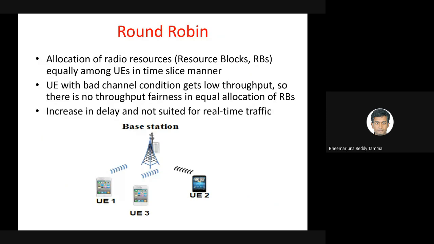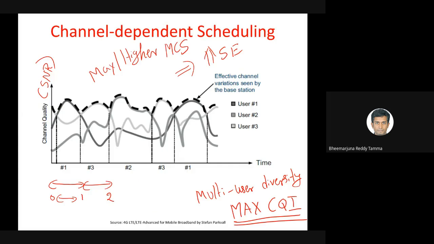Okay, the first one is the round robin, where, if I go back to the example of 100 resource blocks, I can equally share among all the users that are there in the network. Or if you look at this previous example again, here I serve user 1, here I serve user 2, user 3, then user 1, and I serve user 2, and so on. That's the round robin.